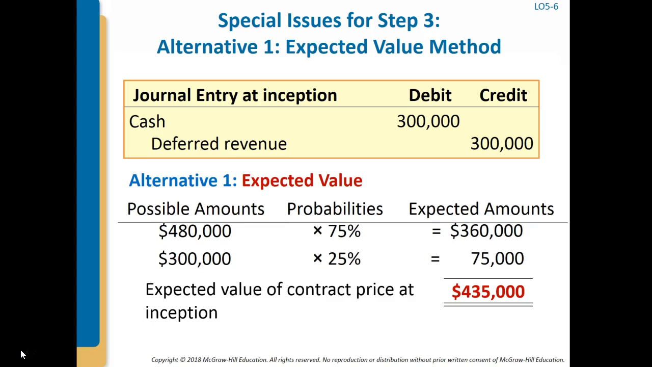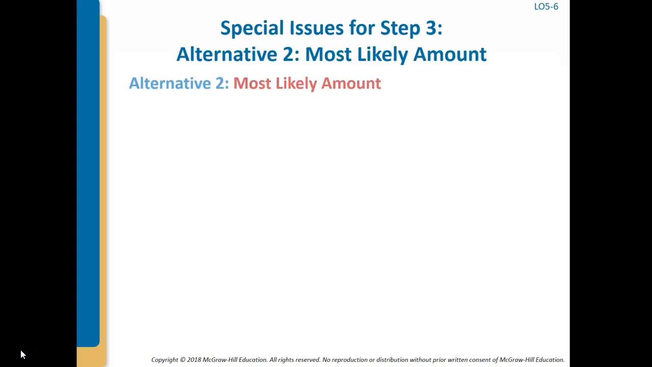TrueTech estimates a 75% chance it's going to achieve the usage target and receive the $180,000 bonus. So TrueTech estimates a 75% chance it's going to receive the $480,000, which weights out into $360,000. And then it estimates a 25% chance it's going to miss the target. Therefore, the total expected value of the contract price at inception is the $360,000 plus the $75,000 for a total of $435,000.